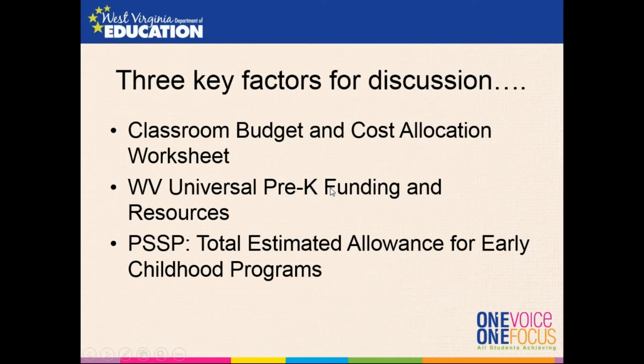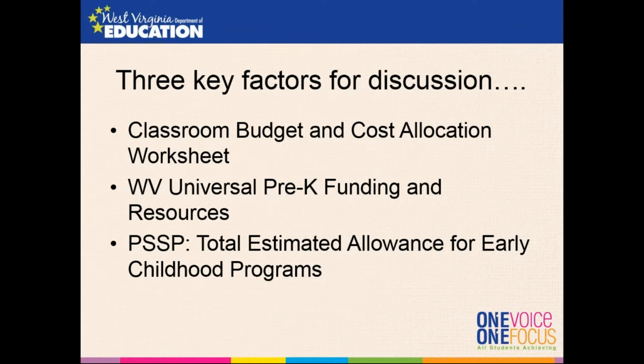All right, so a couple of things we're going to talk about. We're going to talk about three key factors today. One is the Classroom Budget and Cost Allocation Worksheet. This will replace the old budget form. The reason that we're doing that is because over the past year, and actually it started last year, we put together a budget committee to look at the budget form and how those budget forms were being completed. And there were a few things that that committee really looked at for change. And so we're going to talk about that today.